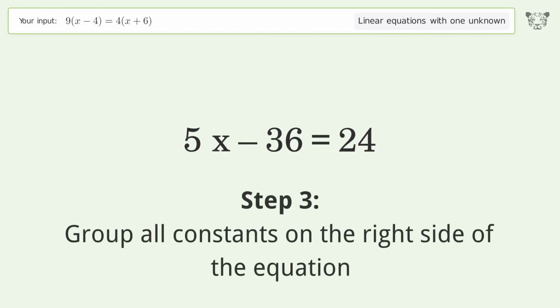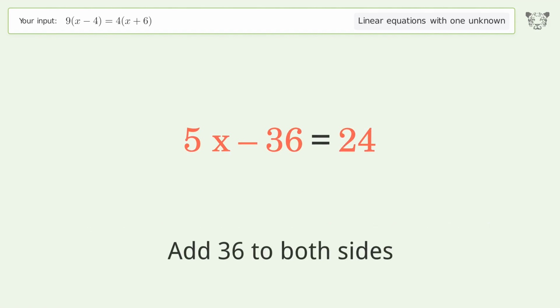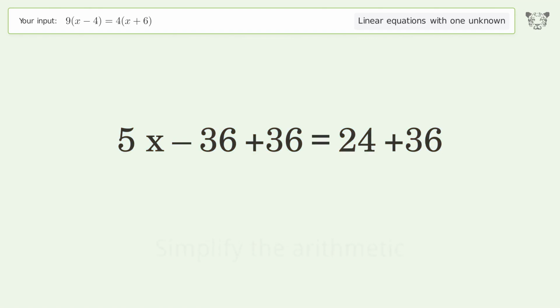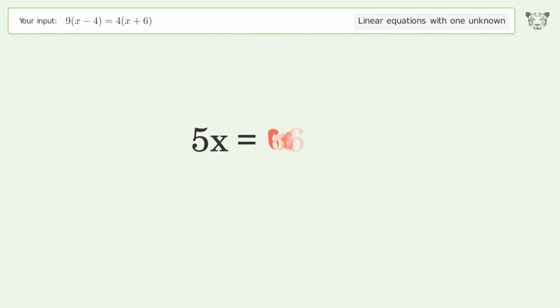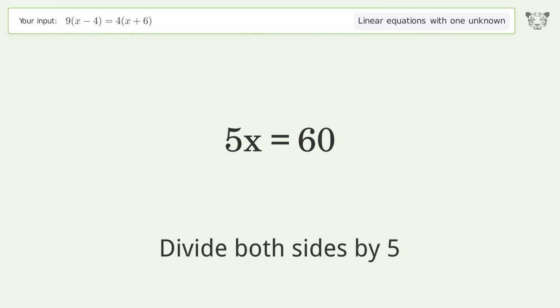Group all constants on the right side of the equation. Add 36 to both sides. Simplify the arithmetic. Isolate the x. Divide both sides by 5.